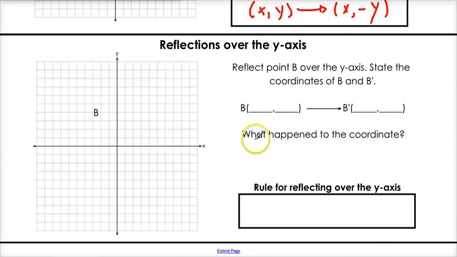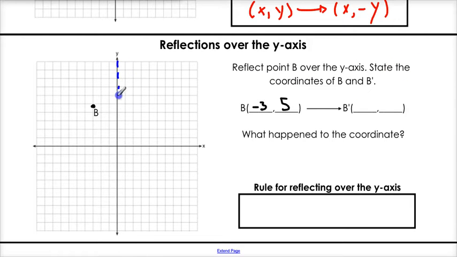All right. Reflections over the y-axis. Let's give this guy a shot. So we got point B right here. Oh, that's not the right part. It's right here. Point B is right here. That's at 1, 2, 3, negative 3, 1, 2, 3, 4, 5. So B is at negative 3, 5. We want to reflect point B over the y-axis. State the coordinates of B and B prime.